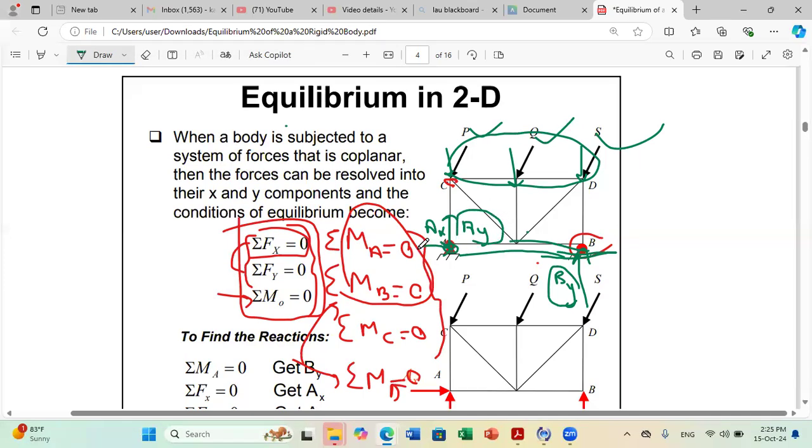Now, another possibility is to say, if I do sum of moments about B, I can directly get Ay. Because Ax is passing by B, no moment about B. So if I do sum of moments about B, the only unknown will be Ay. So maybe you can say, from sum of moments about B, I get Ay. From sum of moments about A, I get By. So I have these 2 unknowns. And then I just write sum of x equals 0 to get Ax. This is also a possibility. Okay?